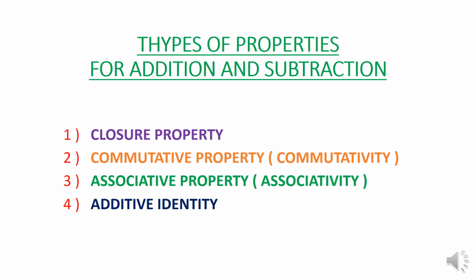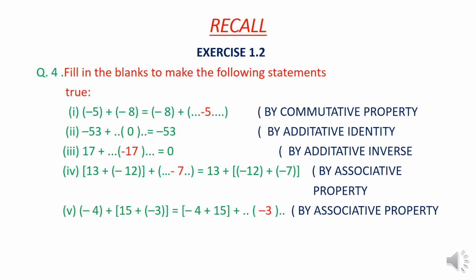But before going to today's class, let us see what we have discussed in the last class. So, in the last class we have discussed the closure property, commutative property, associative property and additive identity, and we have solved some problems also depending upon these properties. Now, yesterday we have got the homework from exercise 1.2.